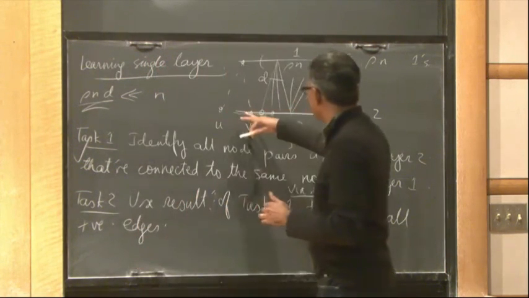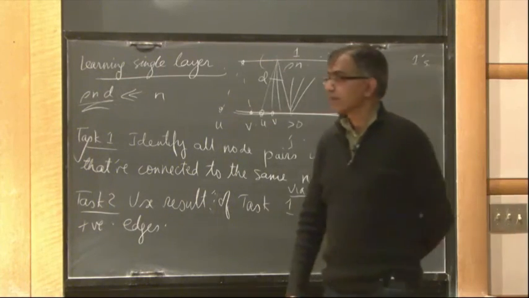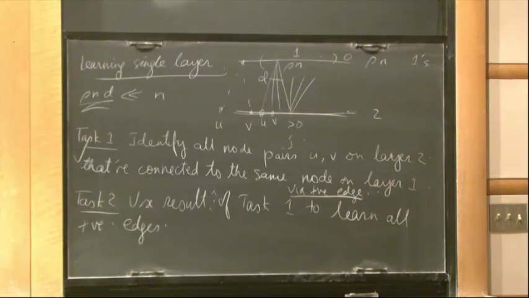So I'm assuming by induction that I have samples here, and I'm learning this. Now, that only takes out the positive edges. There's a little bit more work to identify the negative edges, because those are inhibitory, but those can be identified too. And then I have to show you how this works in a multi-layer setting.